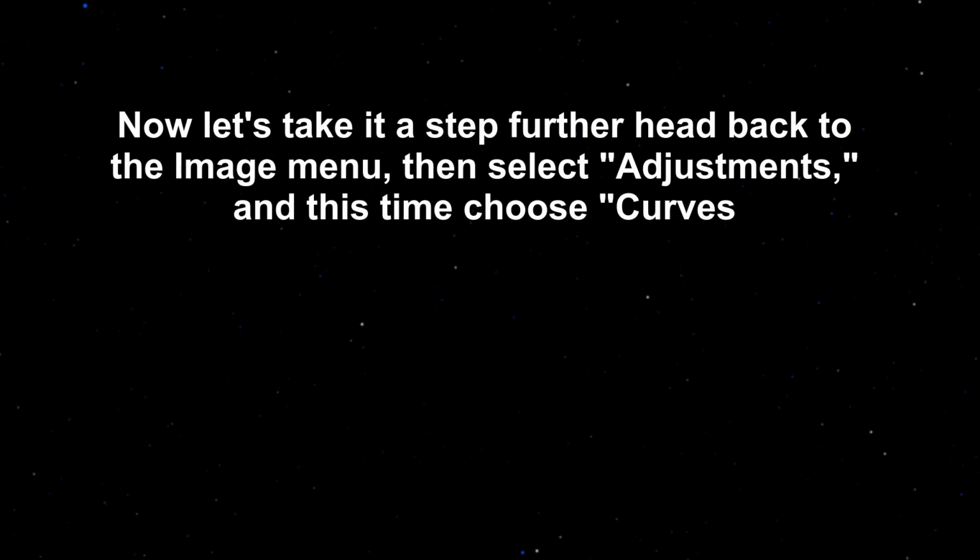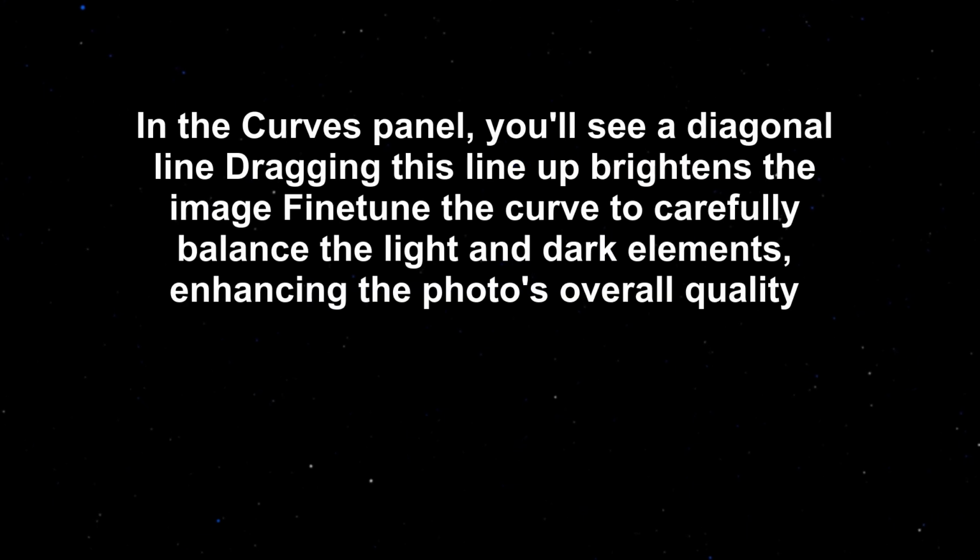Now let's take it a step further. Head back to the Image menu, then select Adjustments, and this time choose Curves. In the Curves panel, you'll see a diagonal line. Dragging this line up brightens the image. Fine-tune the curve to carefully balance the light and dark elements, enhancing the photo's overall quality.